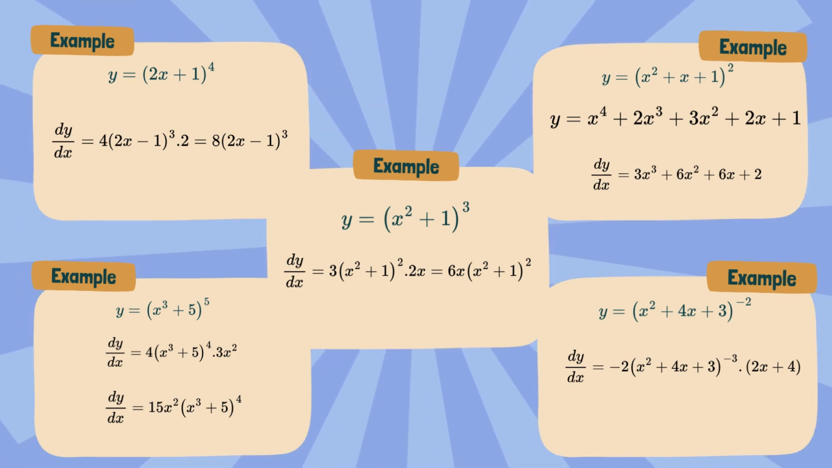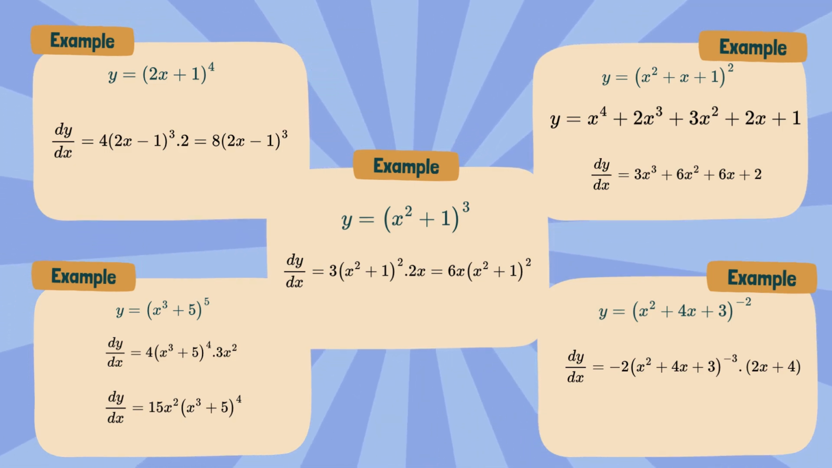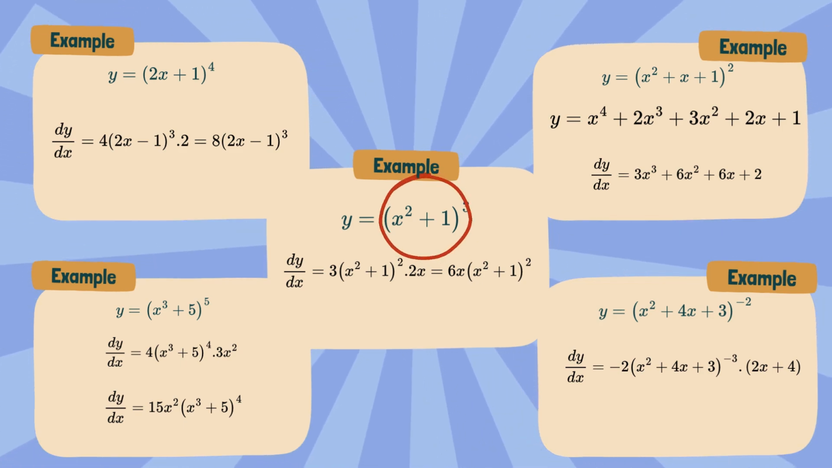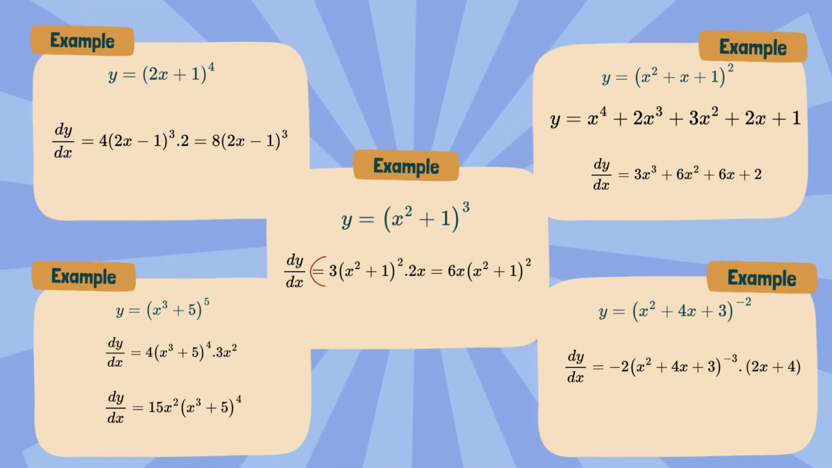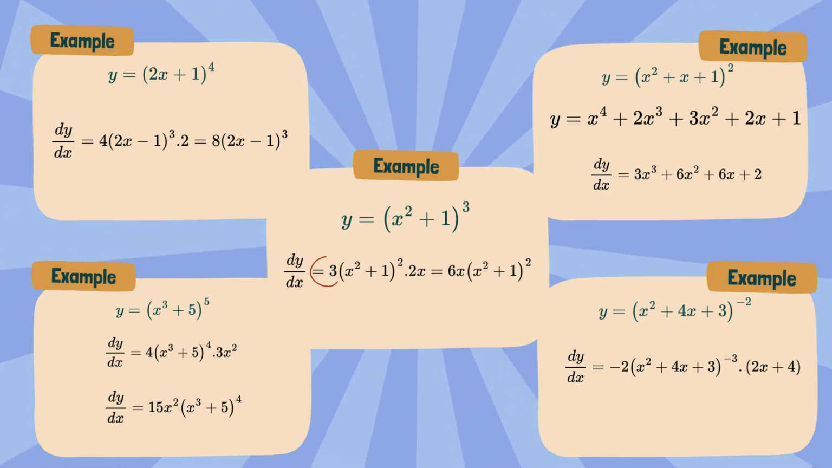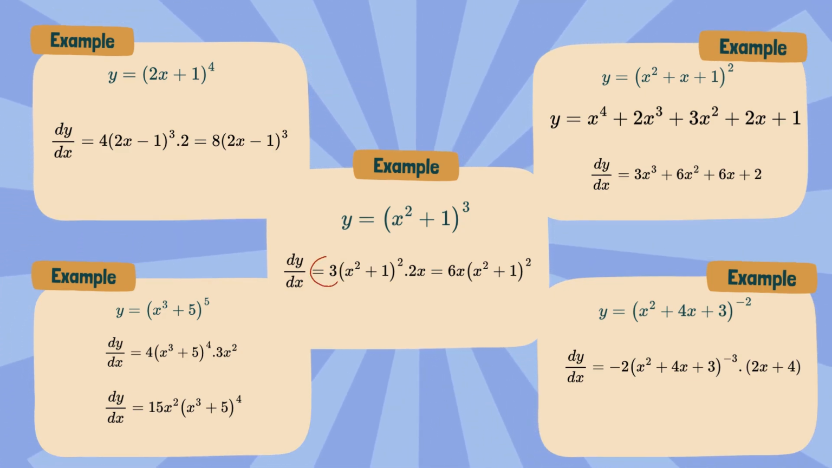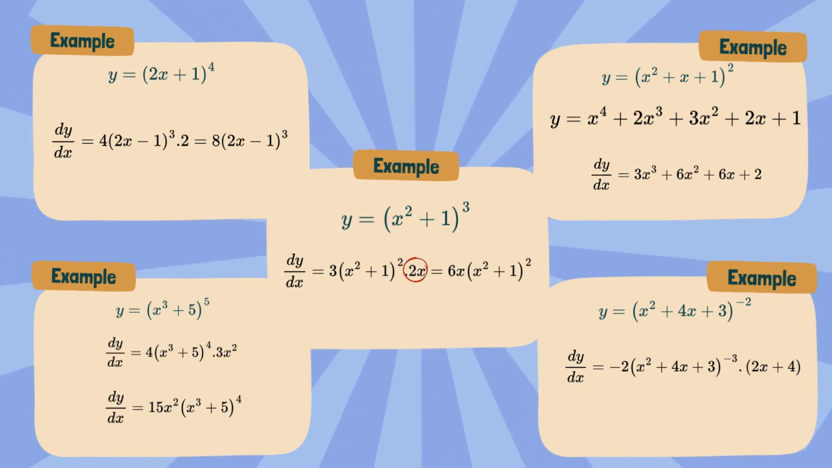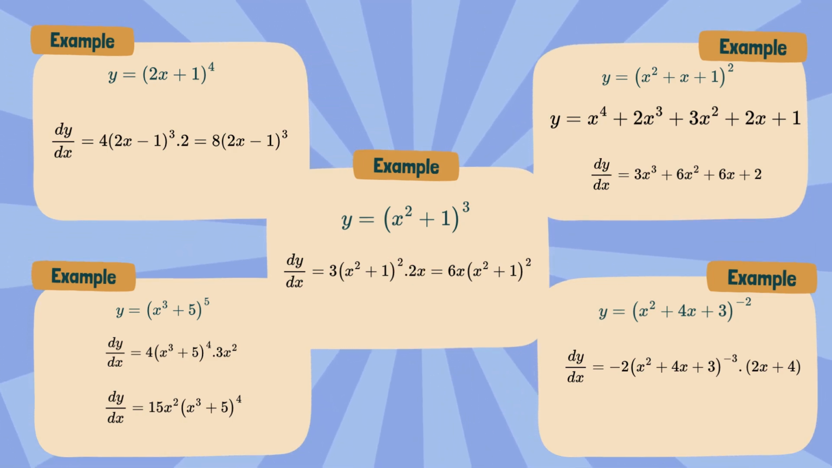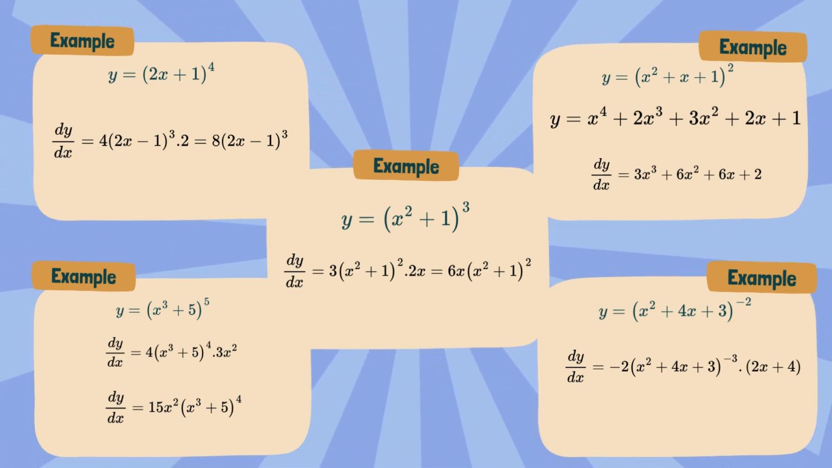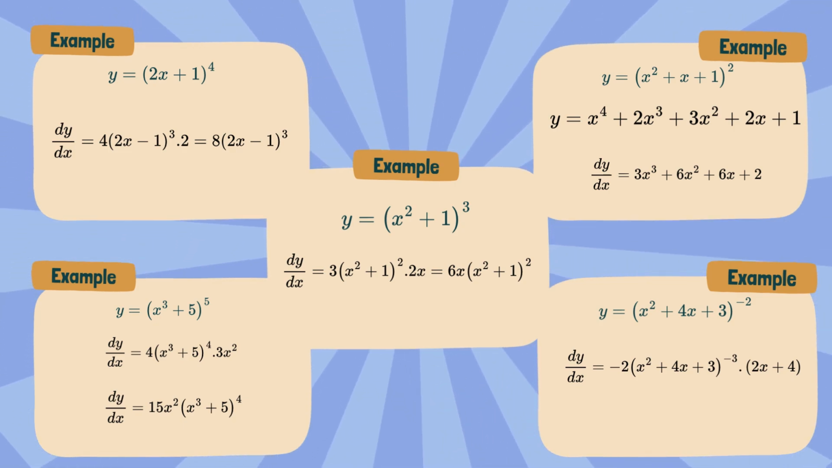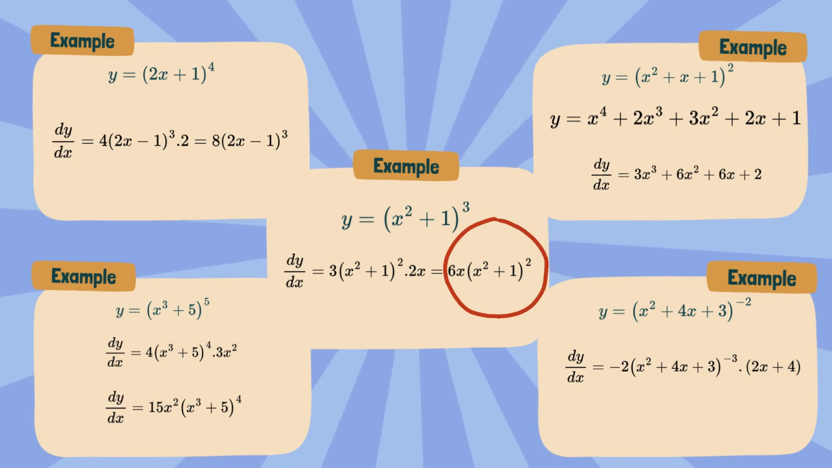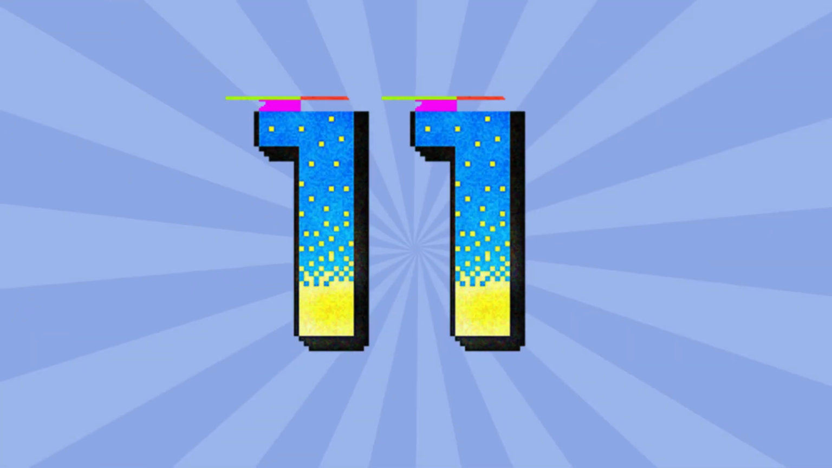The example is y equals (x squared plus 1) power of 3. Differentiate outside the bracket, bring 3 to the front of the function and subtract the power with 1. Then differentiate inside the bracket, you will get 2x. Multiply 2x with 3(x squared plus 1) power of 2. And the final answer is 6x(x squared plus 1) squared.